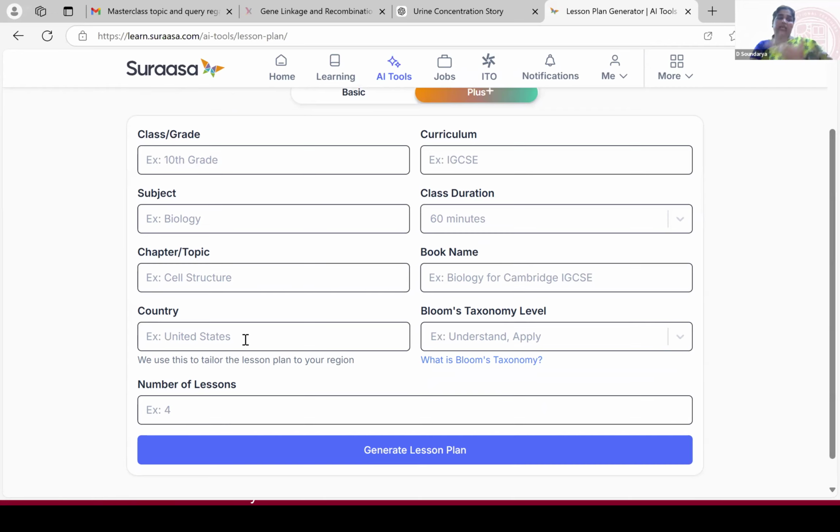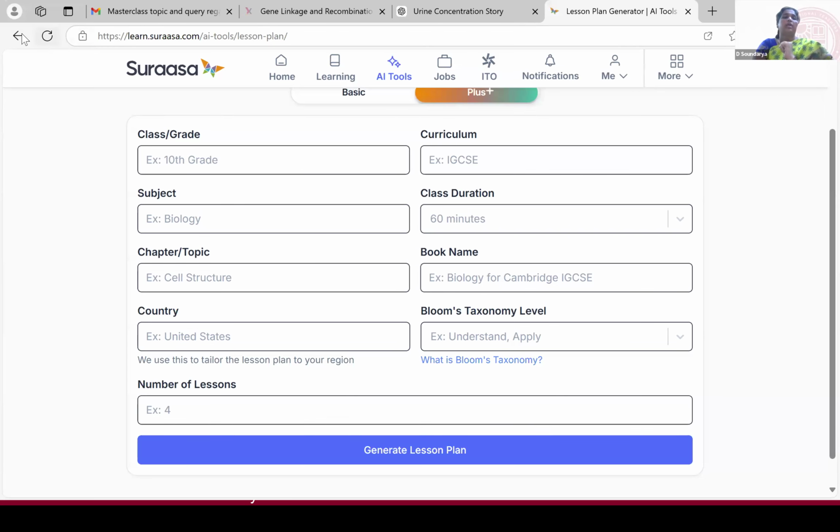If you are from India, then India. If you're UAE or US, up to you. And Bloom's taxonomy level. Now, what is Bloom's taxonomy? It basically tells you at what understanding and thinking level we need to design our classes. Whether students are at remember level, understanding level, application level, analysis level, evaluation level or creative level. So based on that, we can design our lesson plans. And are we going to teach that topic for multiple classes? Then we can give the number of lessons here.